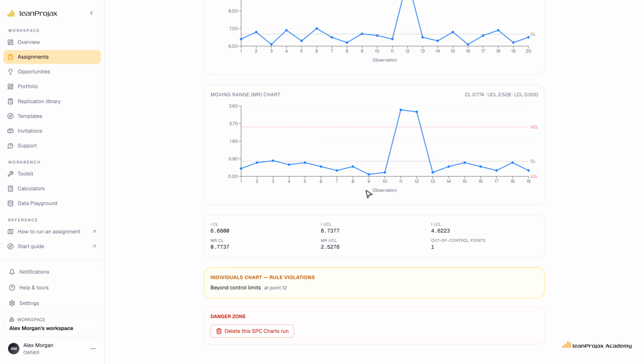And then the part that does the work for you. Individuals chart, rule violations, beyond control limits, at point 12. That's the tool applying the Western Electric rules and telling you which point broke which rule, so you're not squinting at a line. Now, what was day 12?